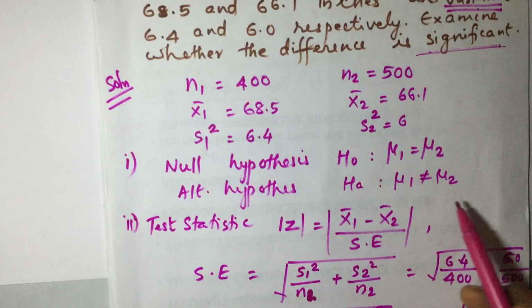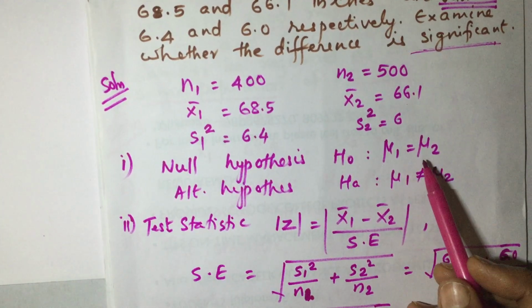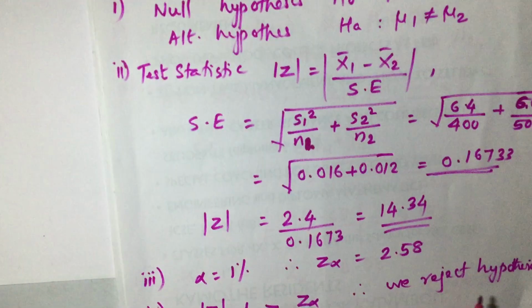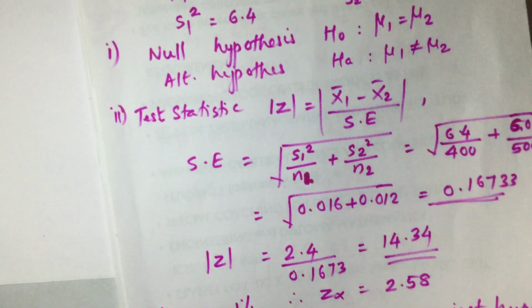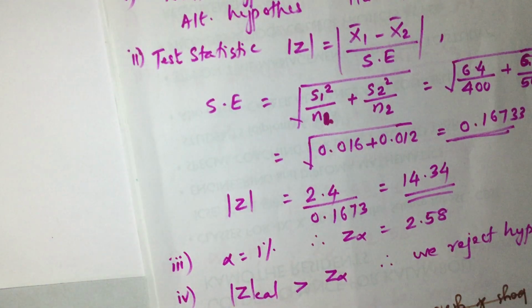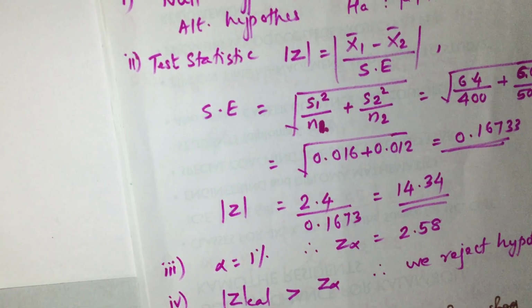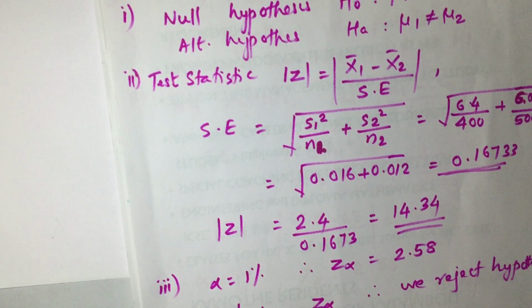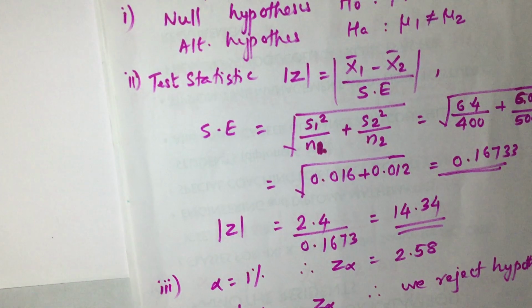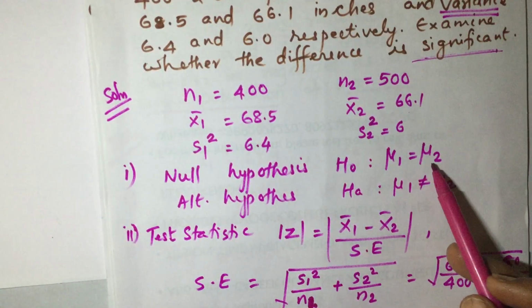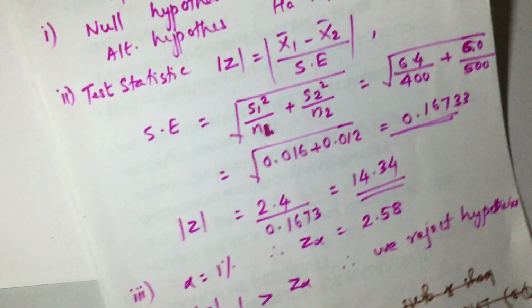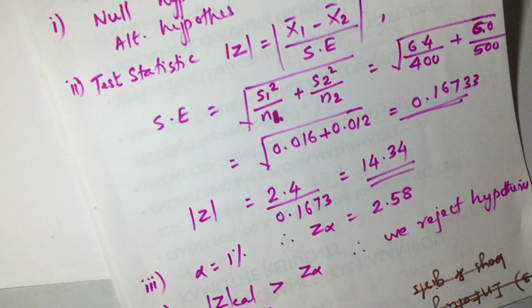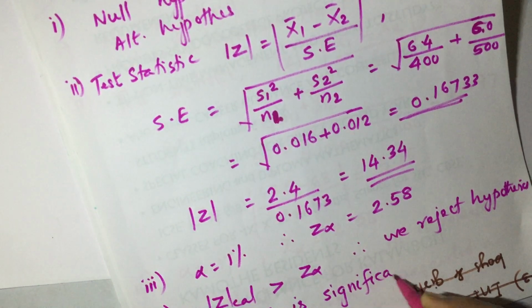Reject the hypothesis. What was our hypothesis? The means are same. But we reject that one, means the means are not equal. So examine whether the difference is significant or not, that is what we wanted to see. When you reject that hypothesis, we have taken they have same mean, we rejected that, means the difference is significant. The difference is significant.